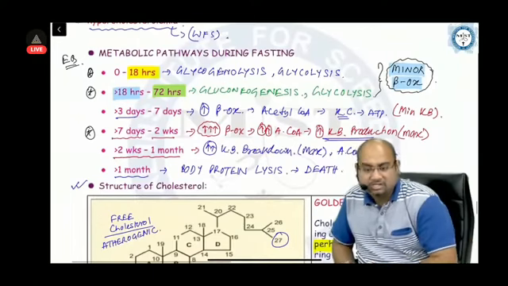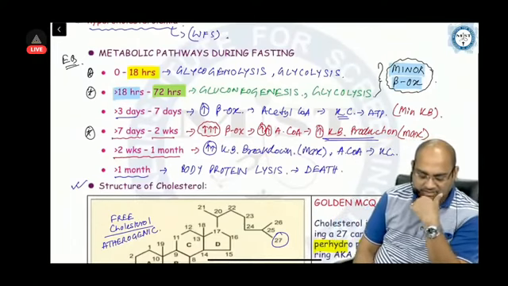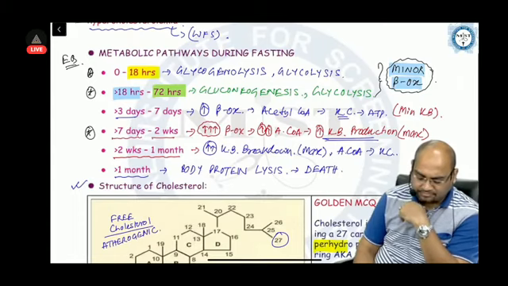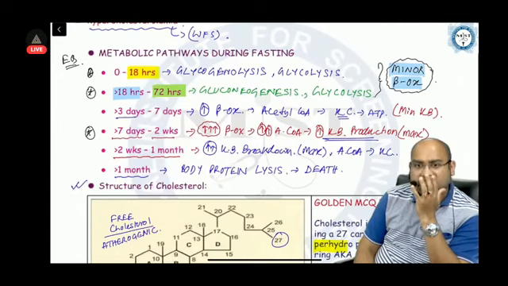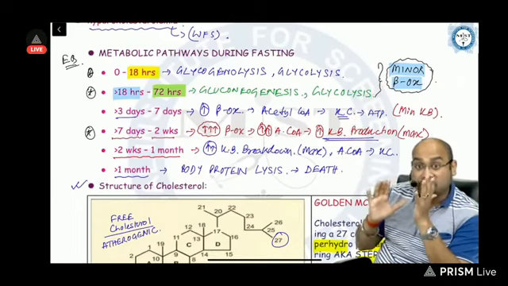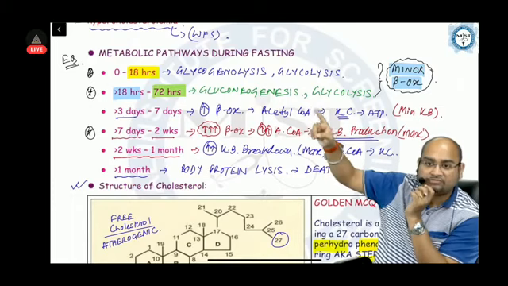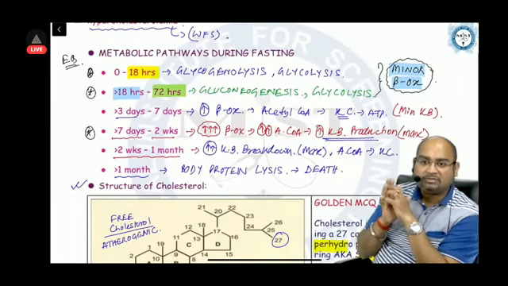Metabolic pathways during fasting we have studied multiple times, beta. Please try to revise this point, very important point, beta. Metabolic pathways during fasting, 0 to 18 hours we have glycogenolysis. After that gluconeogenesis will take over. However, both of these can be done with some amount of glycolysis. Here we have only minor beta oxidation, but the actual greater beta oxidation will be after 72 hours, which will go for the Krebs cycle and ATP production.